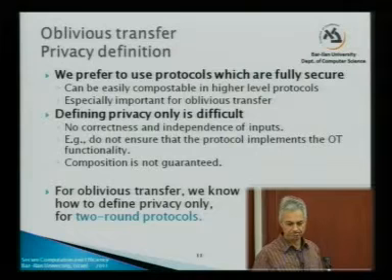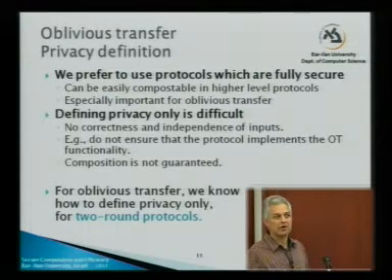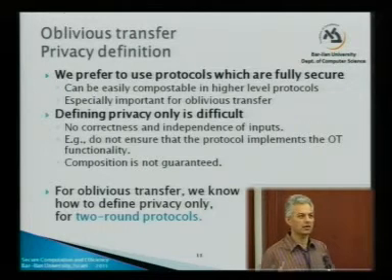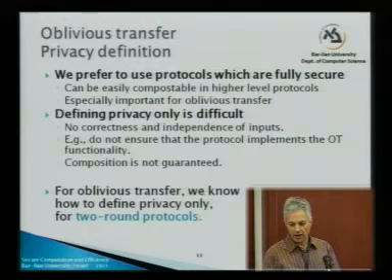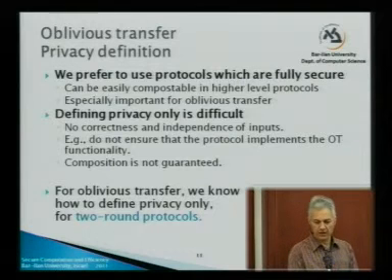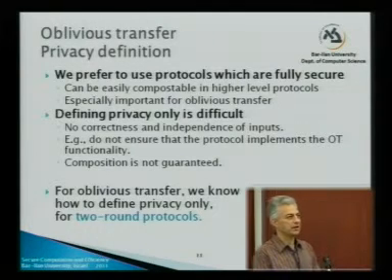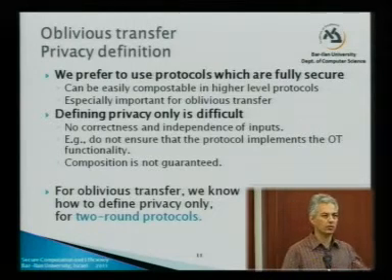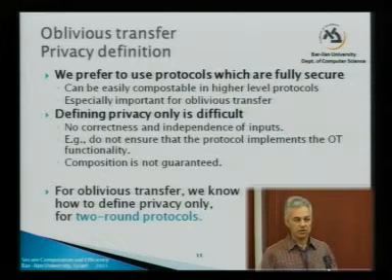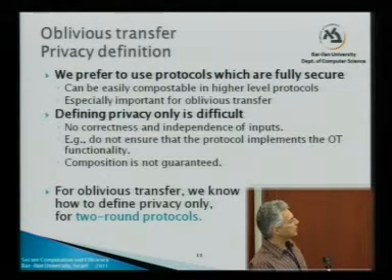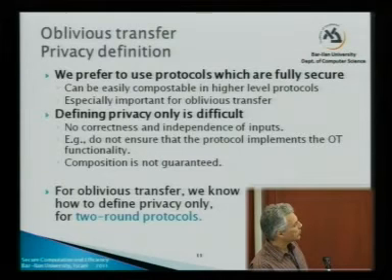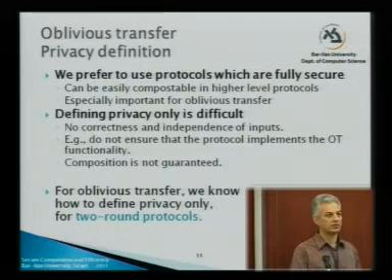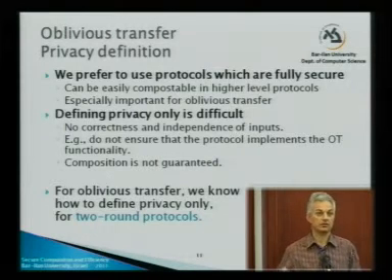So in that case, we still want to use oblivious transfer. We might design one with a lower level of security. So basically, what we can aim to achieve is just privacy, not full simulatability, ensuring that the parties don't learn more than they should. We show that they don't learn more than they should, but we don't show correctness or independence of inputs. Namely, we don't ensure that the protocol implements the oblivious transfer functionality.